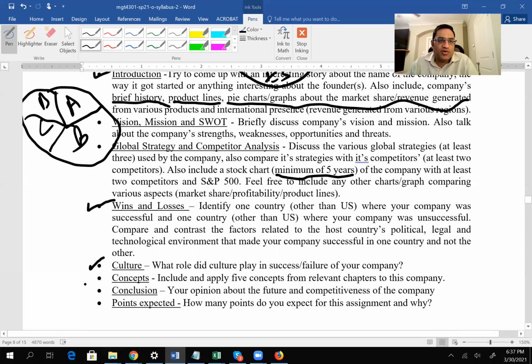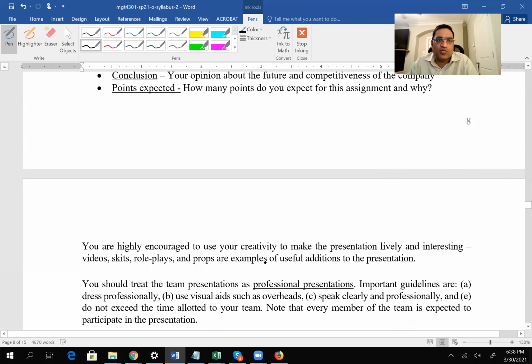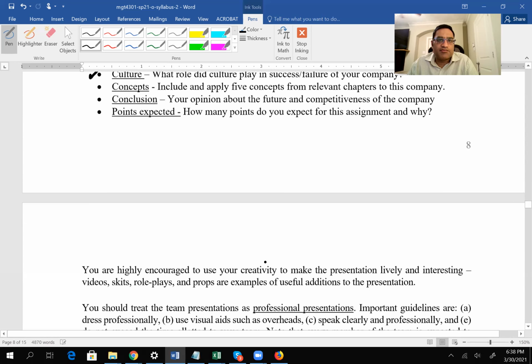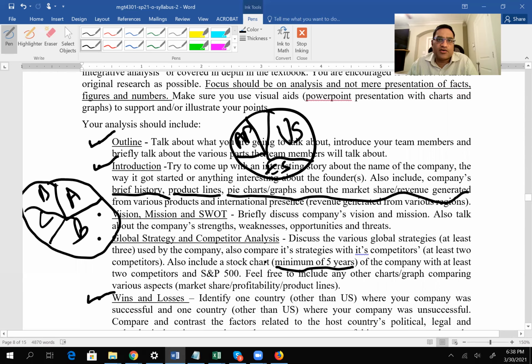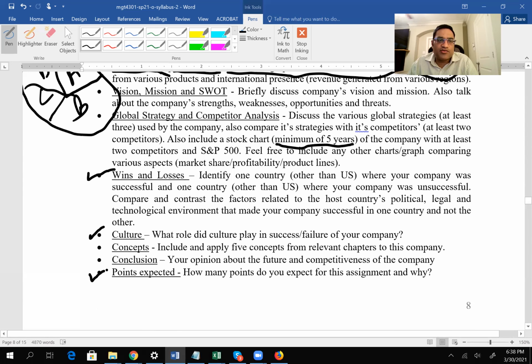Then conclusion, you know, what's your opinion about the future and the competitiveness of your company? And finally, how many points you expect and why? Try to use charts, graphs, figures to make your point. The reason, again, how many points is, this gives you an opportunity to kind of go back.